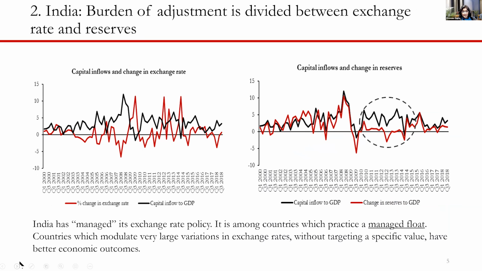So India, just like most other emerging markets, has managed its exchange rate policy. It is among countries which practice a managed float. And India, just like other emerging markets, modulates large variations in exchange rates without targeting a specific level, and it uses reserves in doing so. So in this right-hand side slide on reserves, there is a unique period, as Ila and Rajeswari mentioned, between 2008 to 2013, when exchange rate policy was quite passive.